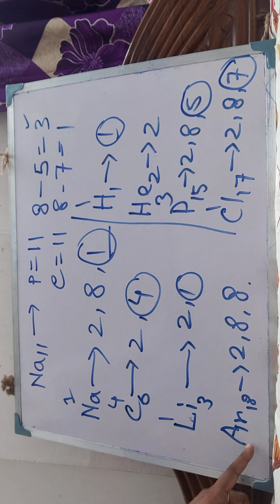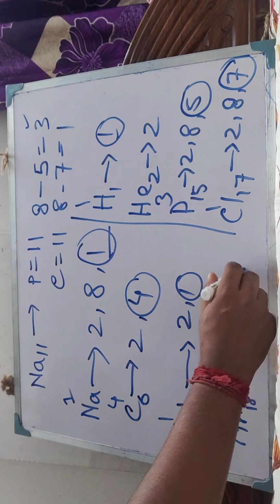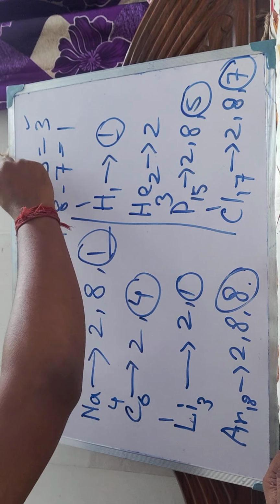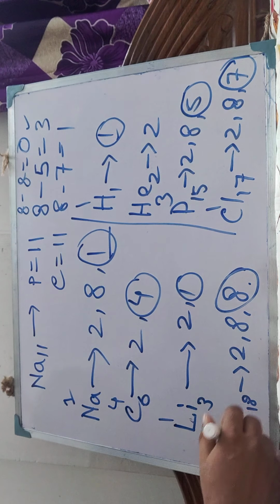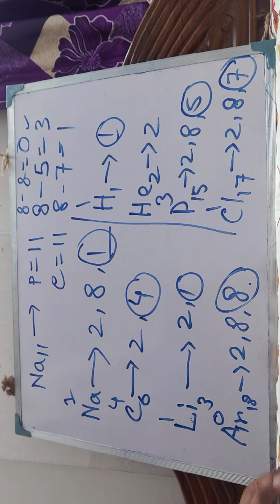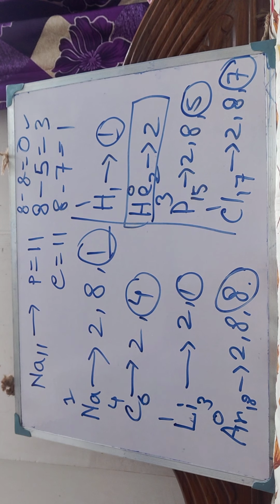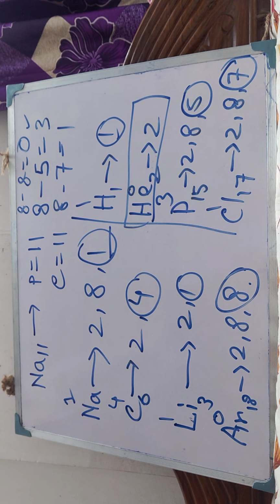So in case of argon, how many electrons are there? 8. So we are going to subtract 8 from 8, that will be equal to 0. So what is the valency of argon? It is 0. Helium is an exception where the number of electrons in the last shell is 2, but its valency is 0. So just remember it, I am not going to explain it today. Okay, helium has valency equal to 0.